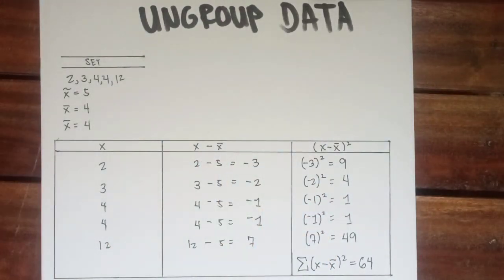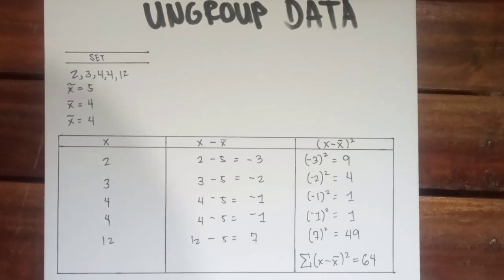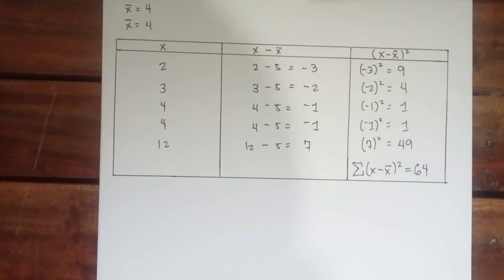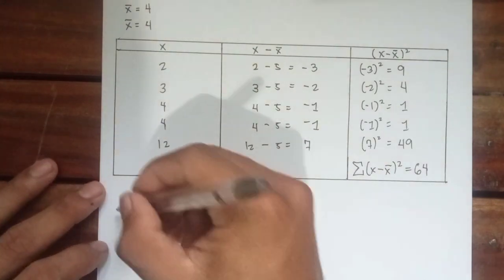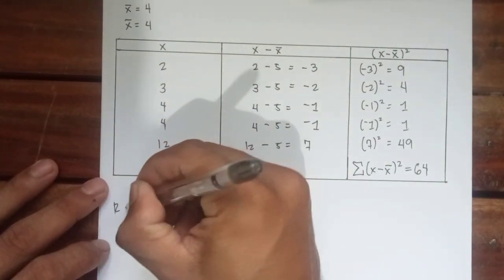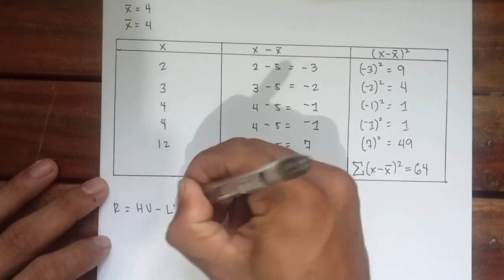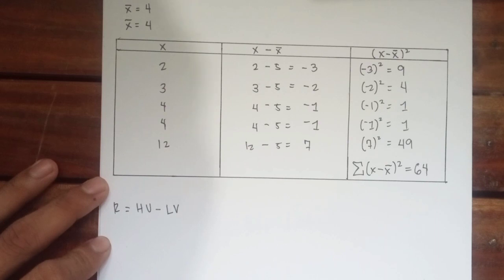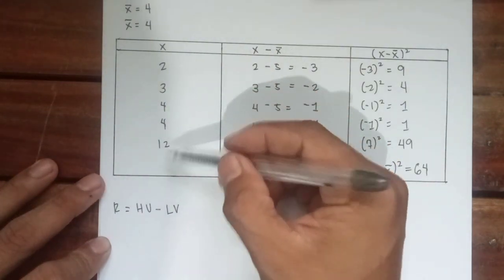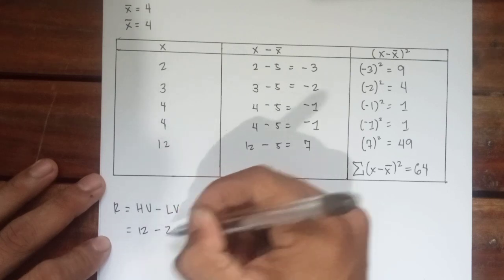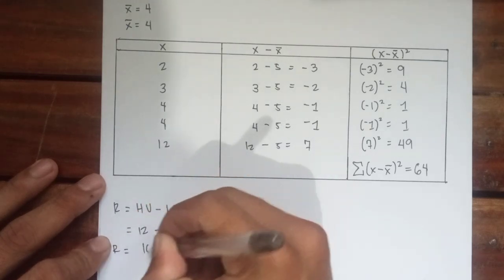So, the next is kukunin na natin yung range, yung R. R is equal to high value minus the lower values. So, alin po dito ang pinakamataas? This is 12. Is equal, substitute, 12 minus 2, R is equal to 10.